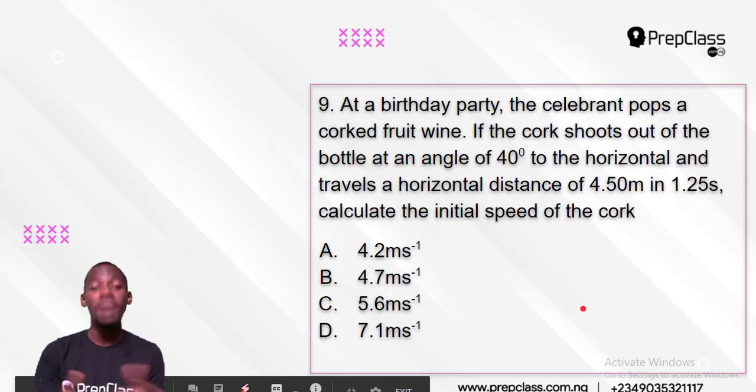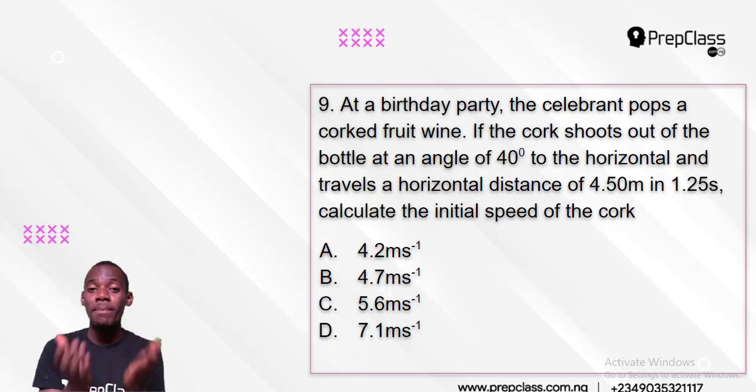Number 9 says at a birthday party, the celebrant pops a cork of fruit wine. If the cork shoots out of the bottle at an angle of 40 degrees to the horizontal and travels a horizontal distance of 4.5 meters in 1.25 seconds, calculate the initial speed of the cork.